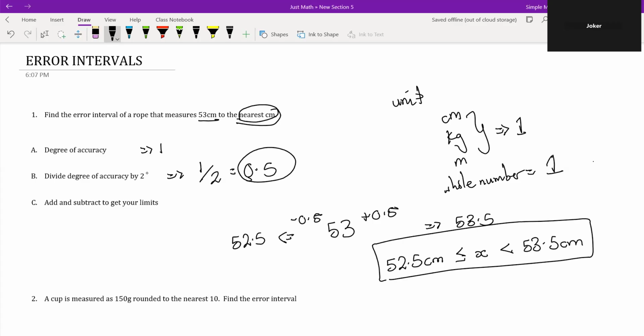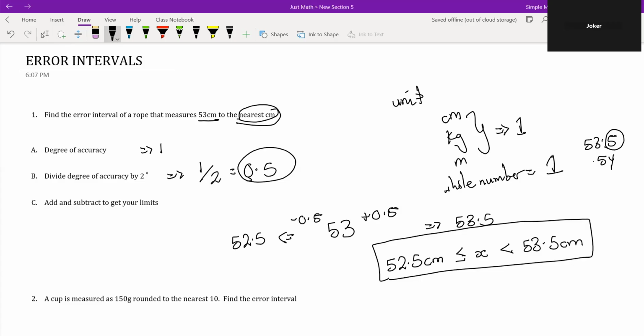It means that the value falls within this range. The value can't be 53.5. Why is that? Because if you approximate 53.5 to the nearest whole number, you will get 54. Once the next digit is 5 and above, you round up. So that's why 53.5 is not included, and our error interval is just this.